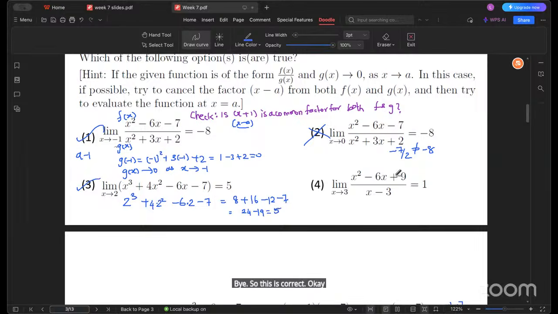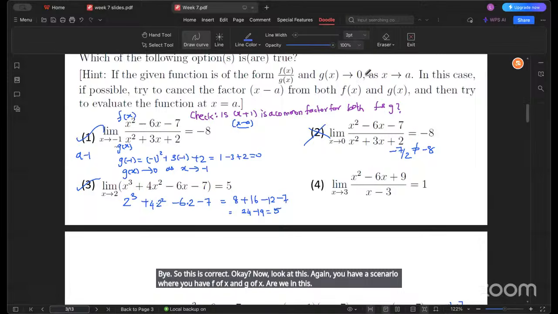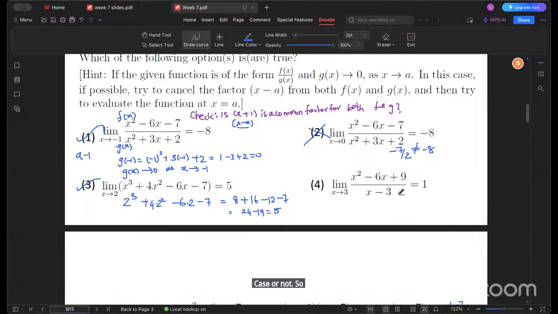Okay. Now look at this. Again, you have a scenario where you have f of x and g of x. Are we in this case or not? So when x goes to 3, what happens to the denominator? It's not defined. It goes to 0 as x goes to 3. So in that case, we have to try to look for a factor like this. So can we do factorization here also?